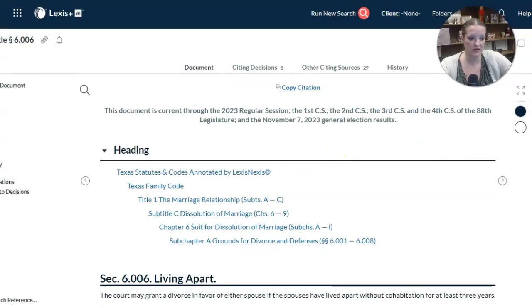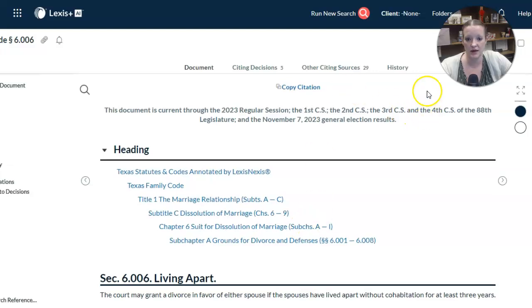Okay, so now I'm going to click there so we can move to question 3. We're going to work from this code section to find a case that describes the meaning of cohabitation, okay?